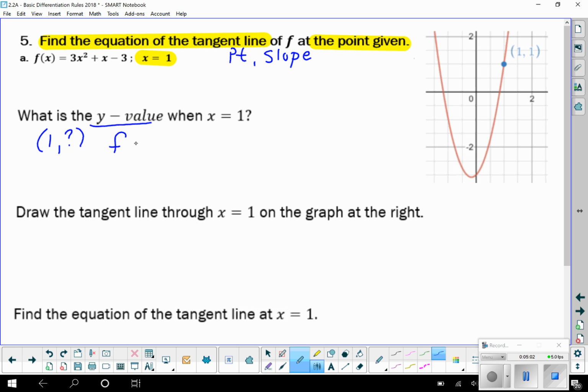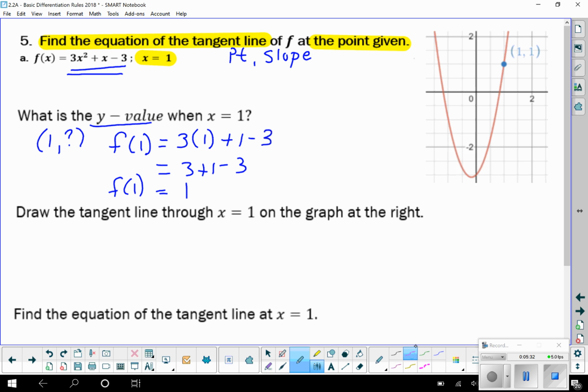Well, I take that into the original equation, so I'm going to look at the function evaluated at 1. I'd have 3 times 1 squared is 1 plus 1 minus 3. Just following the f of x rule there. And that would be 3 plus 1 minus 3. Looks like we are getting what? 1. F of 1 is 1. That would be an ordered pair then of 1 comma 1. So we got our point.